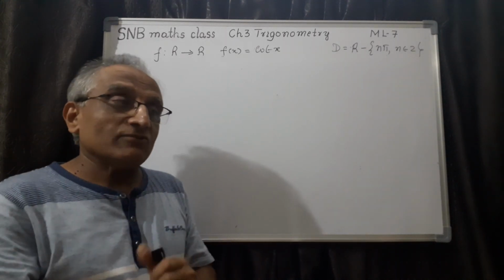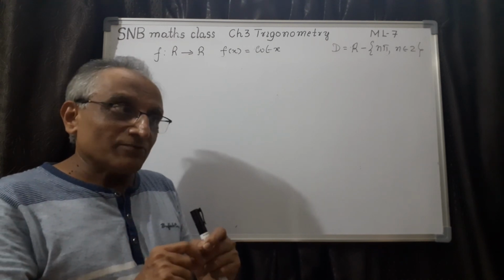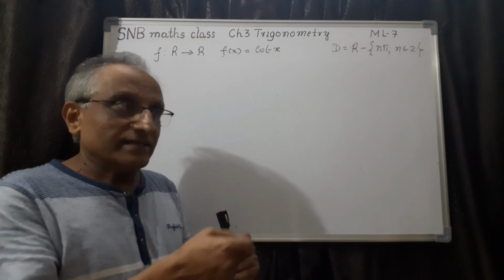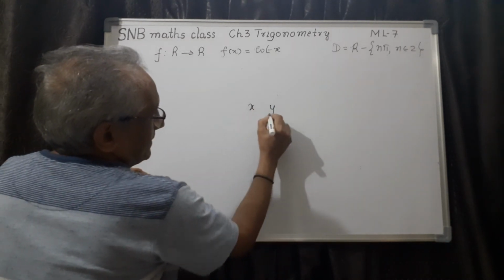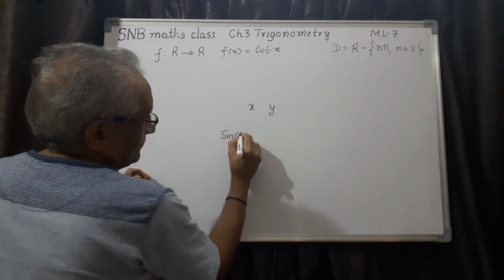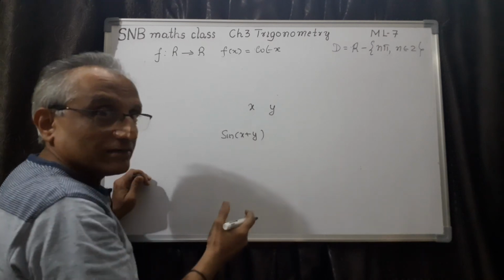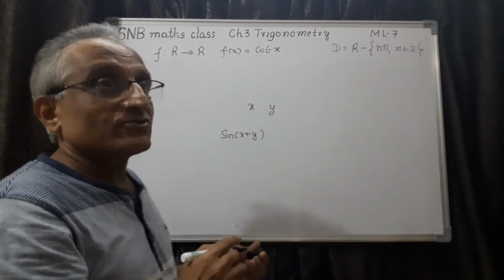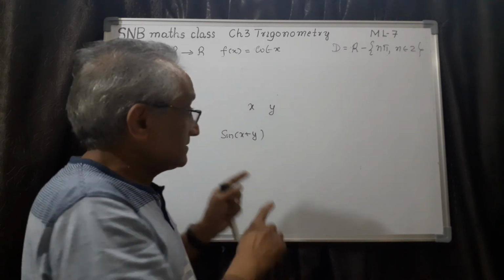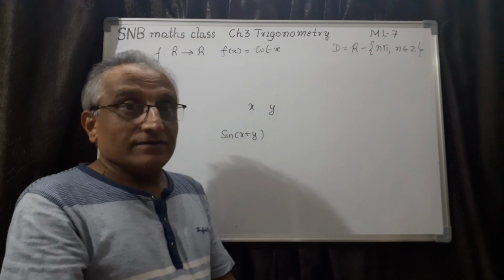In the next session, I am just creating a link for the next class. Suppose you take two angles x and y. Suppose you take sine of x plus y, what happens? Then sine of x minus y, what happens? Cos of x plus y, what happens? All these things are called the sum and difference rules of angles for trigonometric ratios. So let us study. Till then, bye.